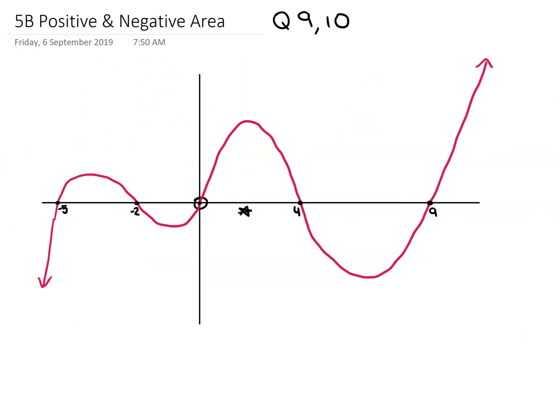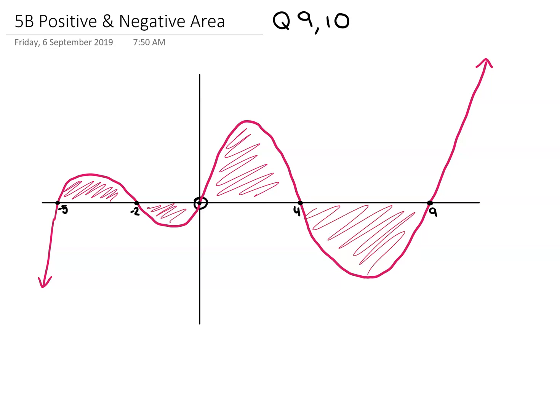Imagine we're looking at a function like this. So the difference from our previous questions is that we have areas that are above the x-axis, and we also have areas that are below, all in the one question. So to begin this, let's label them. So this can be 1, 2, 3, and 4.